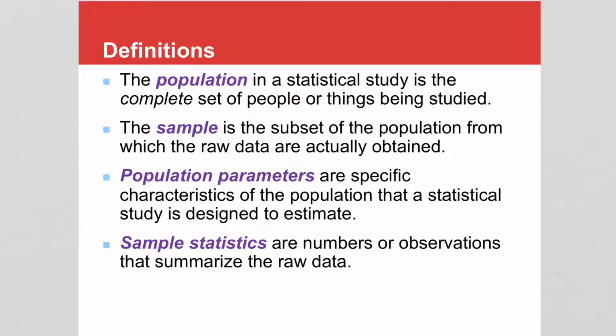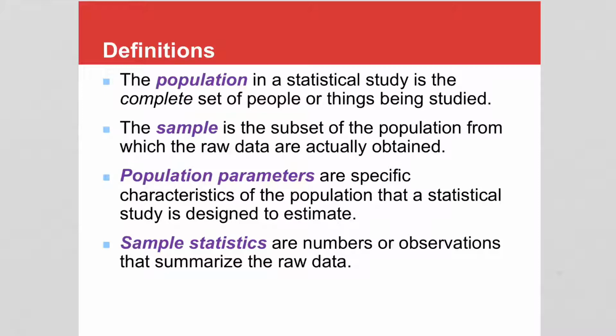The population in a study is the complete set of people or things being studied. Like if I were to study the entire United States, the population would be the entire United States. The sample is the subset of the population from which the raw data are actually obtained. Now, you couldn't interview the entire United States. That'd be pretty much impossible. So you would take a sample, a small group of the population.